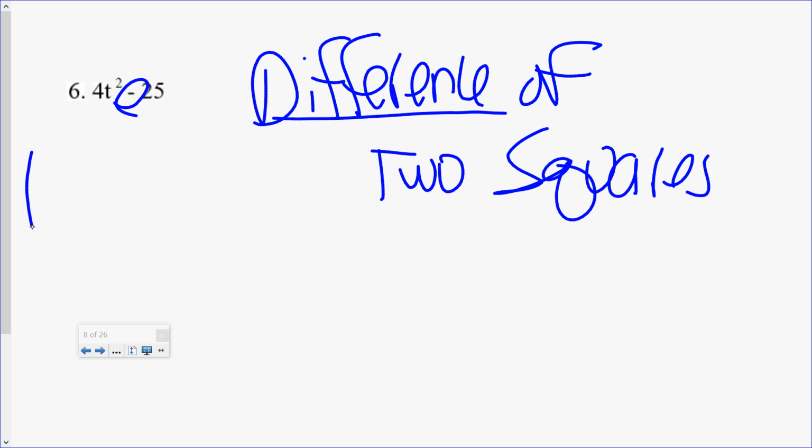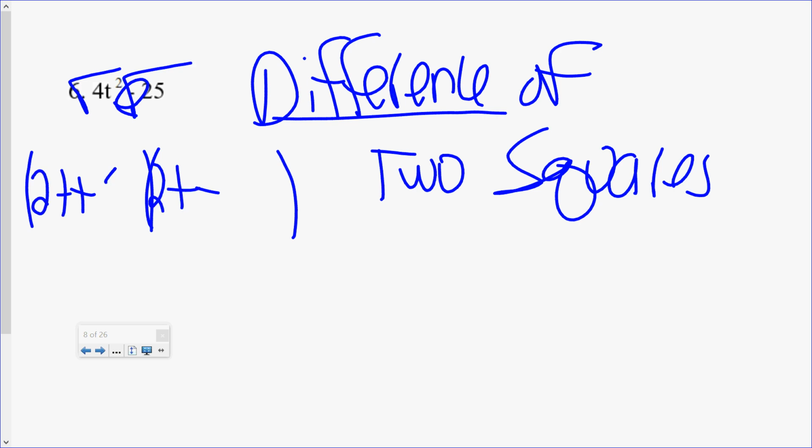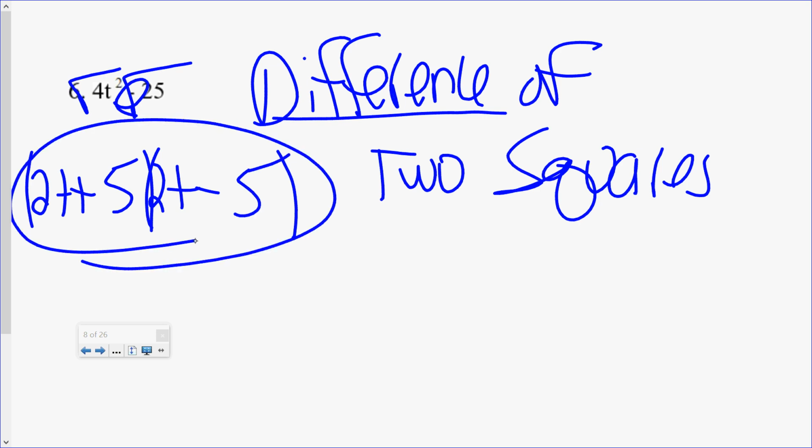Once I recognize it's DOTS, two sets of parentheses, plus and minus, square root of each. Square root of 4t squared is 2t. Square root of 25 is 5. Can I factor further? No. 2t plus 5, 2t minus 5 is your answer.